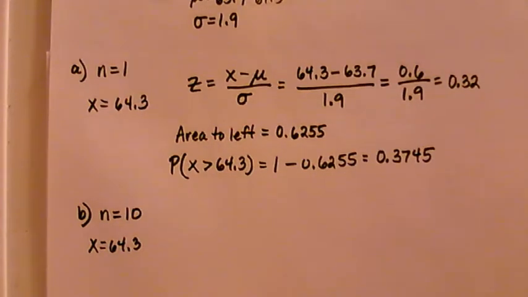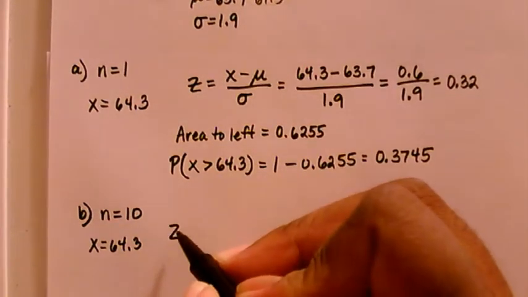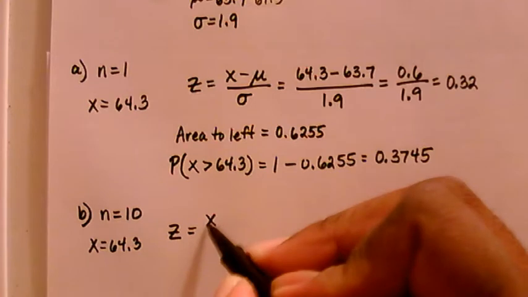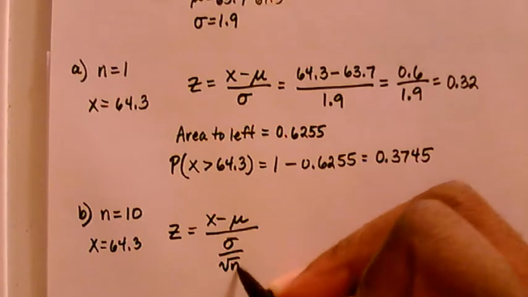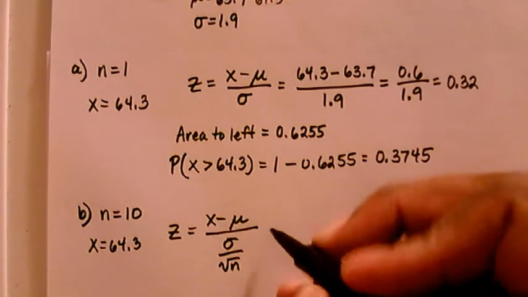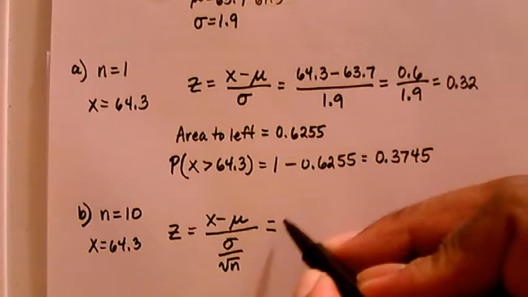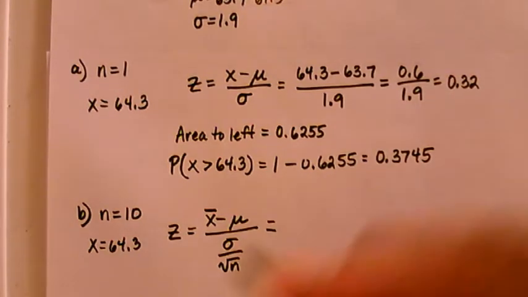But here, we're not going to use this Z formula. We're going to be using a different Z formula. And that Z is equal to X minus mu divided by sigma over the square root of n. That's the formula we use for a sample size that's bigger than 1. And in this case, we're going to substitute those same values. Your X is still, now this time X bar, because we're dealing with the mean height. So you don't want to leave that off.